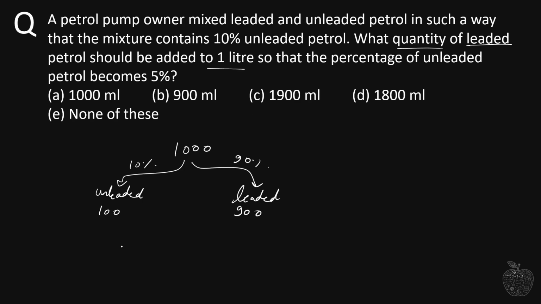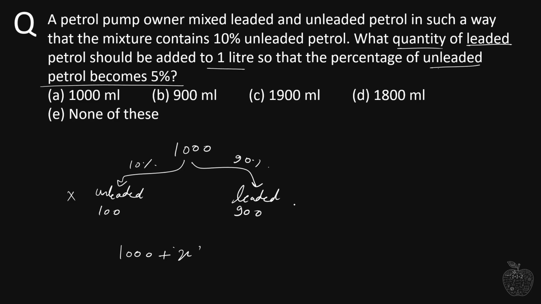leaded petrol? So let's say this is our original mixture, which is of 1000 ml, and let's say we are adding X amount of leaded petrol. We are adding X ml of leaded petrol, and the question is asking in what way we should add it so that the unleaded petrol becomes 5%. Now pay attention here. We are only adding leaded petrol. We are not adding unleaded petrol.